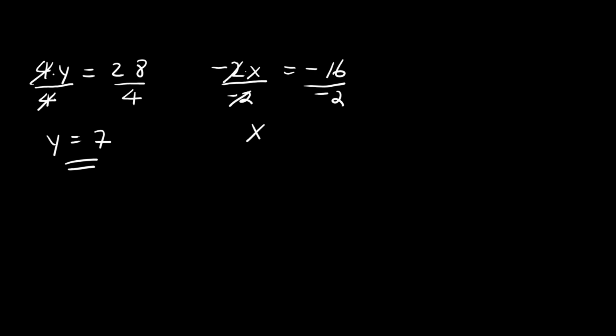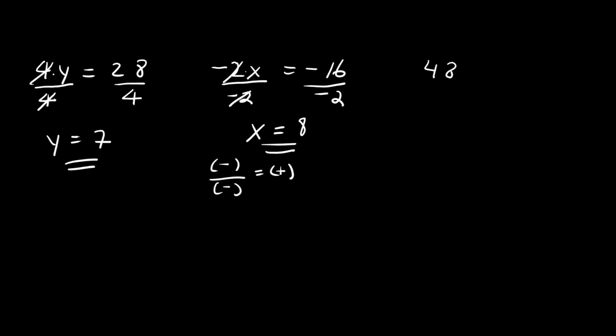These will cancel, and x will equal negative 16 divided by negative 2. Whenever you divide two negatives, you will get a positive. So that will be a total of 8 as your final answer.